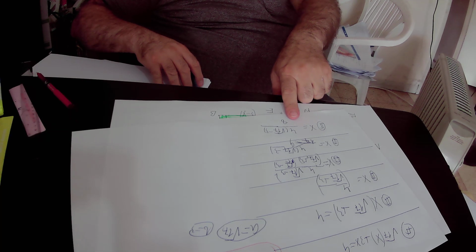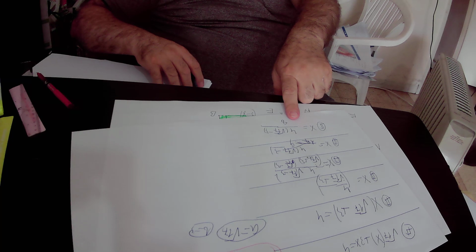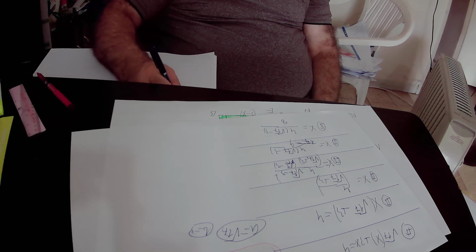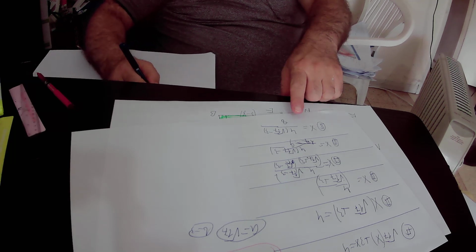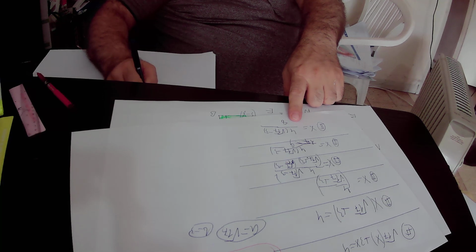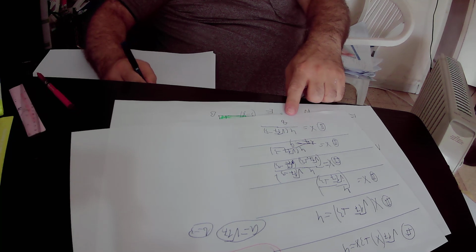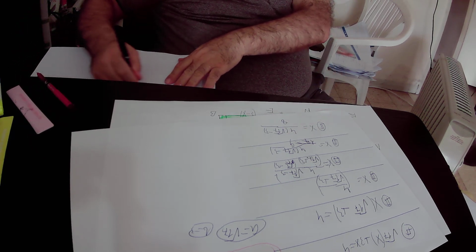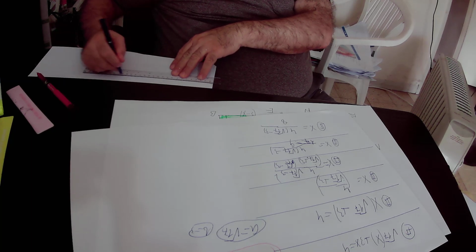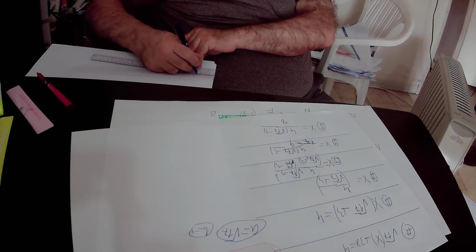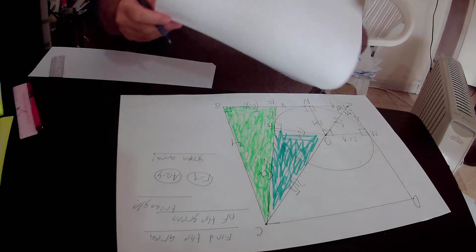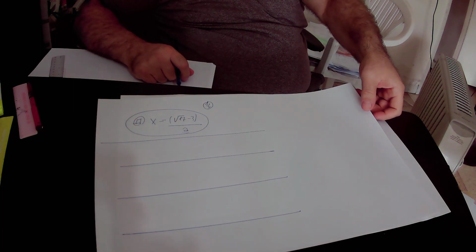Here we will divide the numerator by 4 and the denominator also by 4. 4 over 4 is 1 and 8 over 4 is 2, so we will get in conclusion that x equals square root of 17 minus 3 over 2.